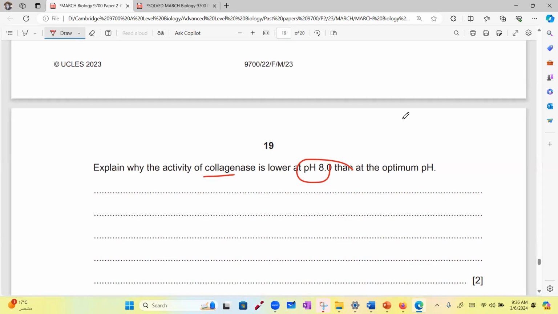Yes, mention that the active site will become destroyed and will no longer be complementary. You cannot form an enzyme substrate complex.